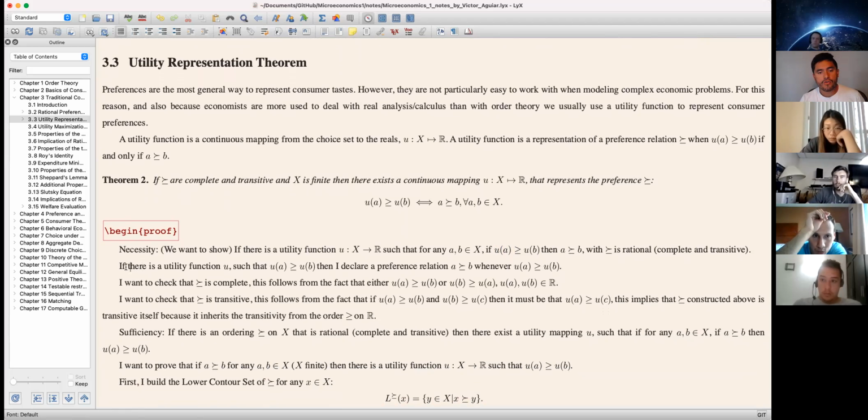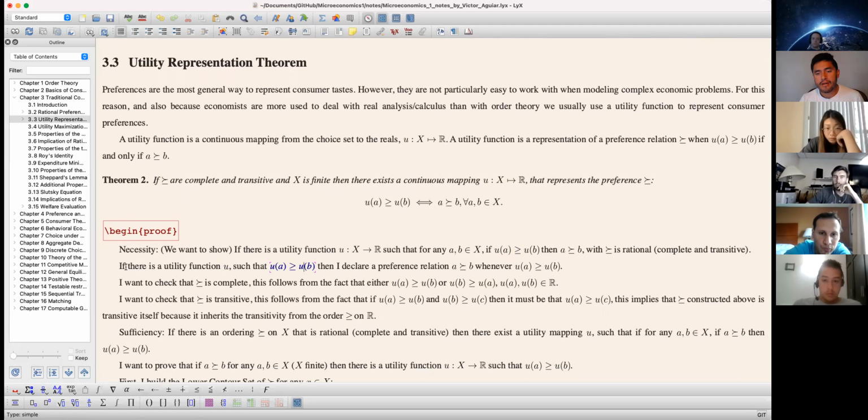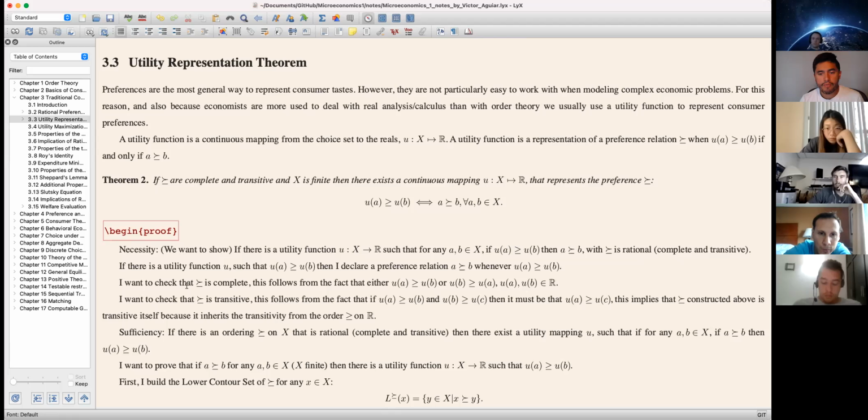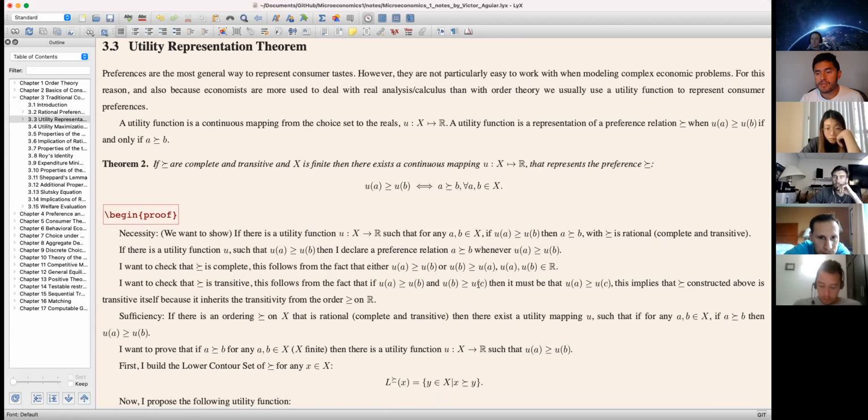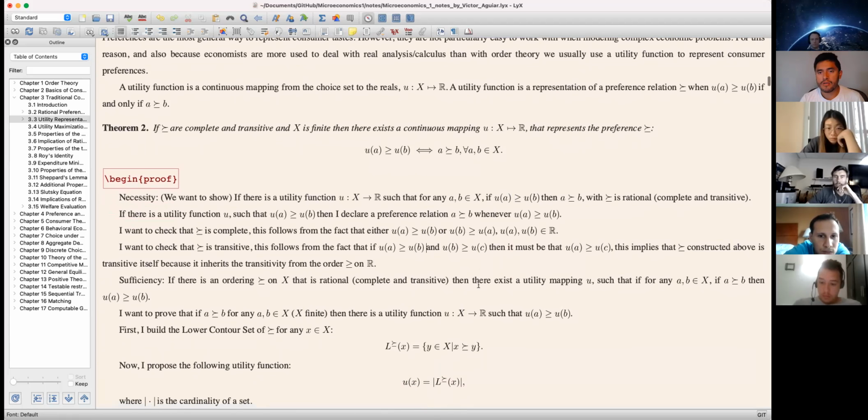So if there is a utility function u such that u of a is greater than or equal to u of b, then I declare the preference relation to be a better than b. I want to check it's complete. So basically I know, because of the reals, either a real number is above the other, or the other way, so it's complete. And then transitivity is just the transitivity on the real line. Okay, so it's super trivial, but it's done.